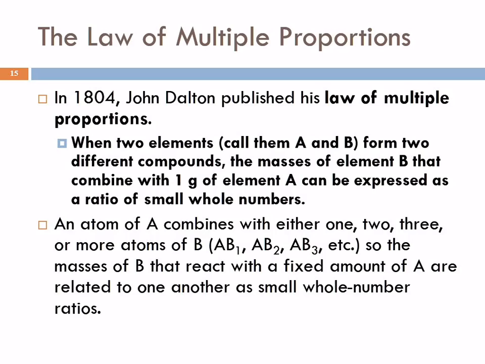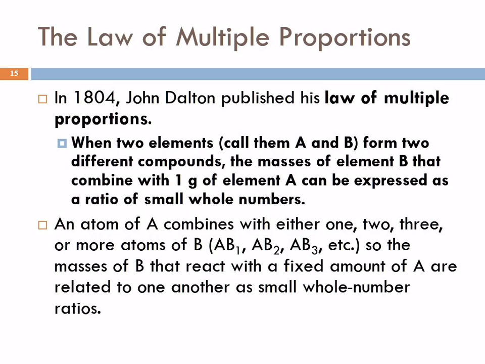That was the law of definite proportions. The law of multiple proportions. 1804, just a few years later, John Dalton, same guy who came up with the atomic theory, published his law of multiple proportions. This says when 2 elements form 2 different compounds, and we're just going to call them A and B, the masses of element B that combine with 1 gram of element A can be expressed as a ratio of small whole numbers.